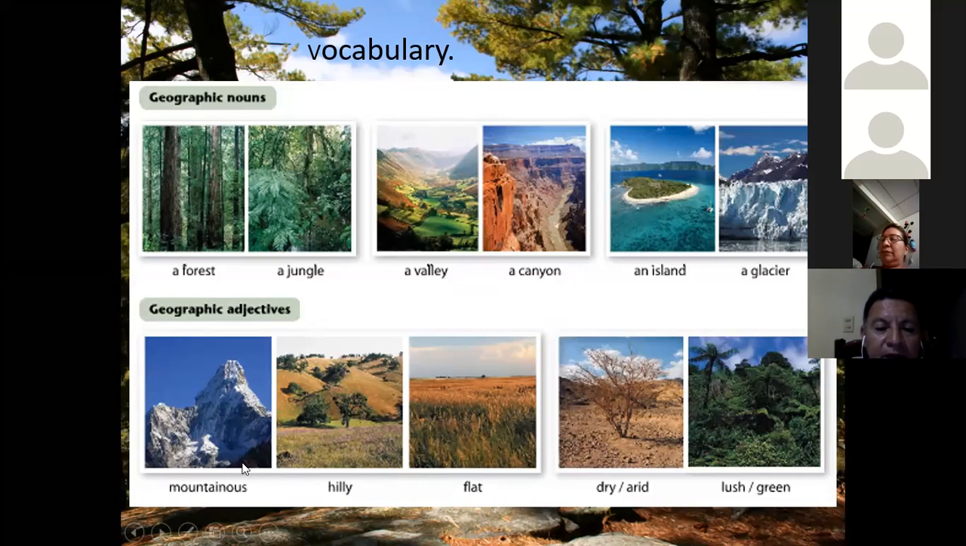Give me a second. There are three words. Mount. Monte, right? Mountain, montaña, and montañoso, mountainous. It's a very difficult word. Okay, let's start. One by one. Mount. Mountain. Mountainous.